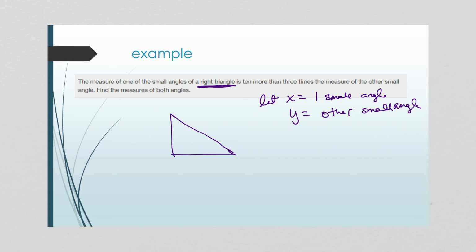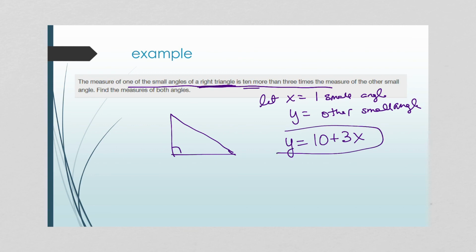All right, so this one's our right angle, which we know is 90, okay? Now, it says here one of the small angles is 10 more. So let's say y is equal to, it doesn't matter, you could put x there. Y is equal to 10 more than 3 times the measure of the other one, okay? All right, so we have this equation right here.